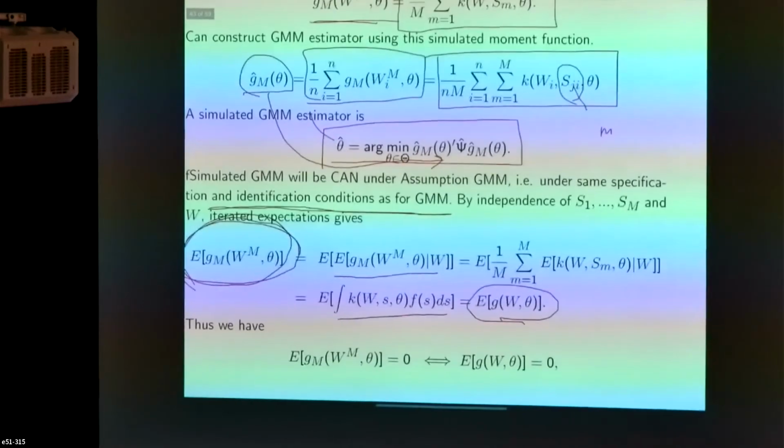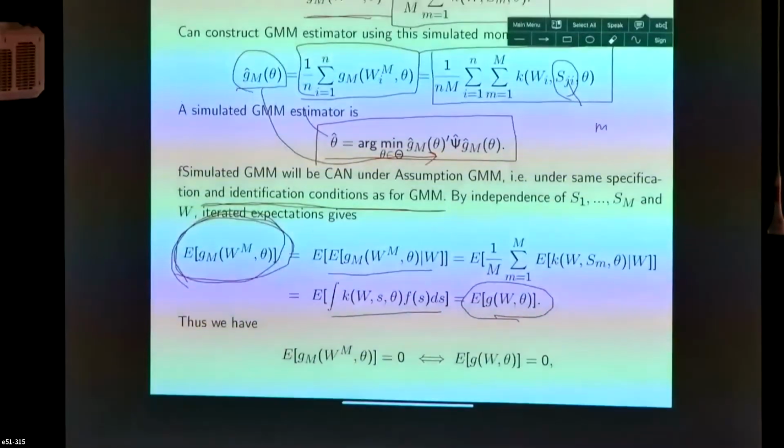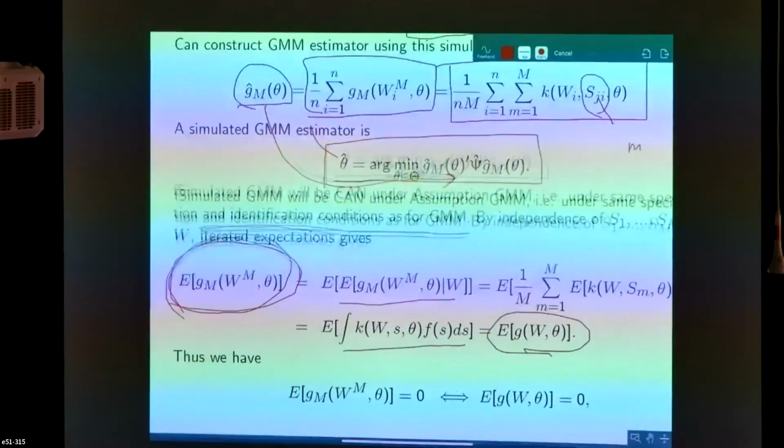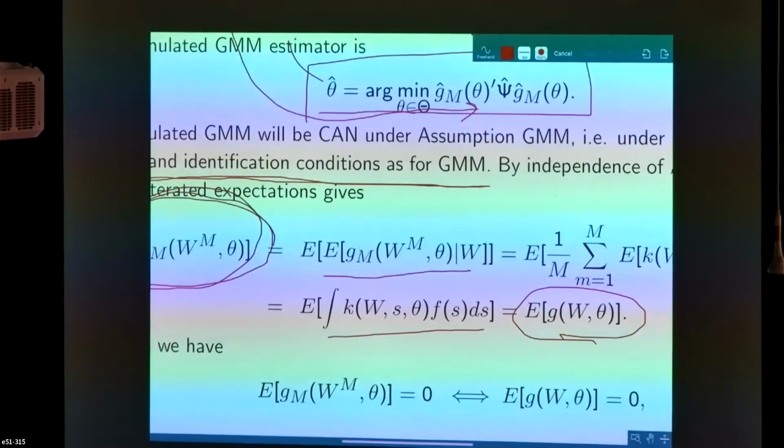The simulated moment functions have population expectation 0 if and only if the true moment functions have expectation 0. So there's nothing lost. I'm just going to leave it at that.